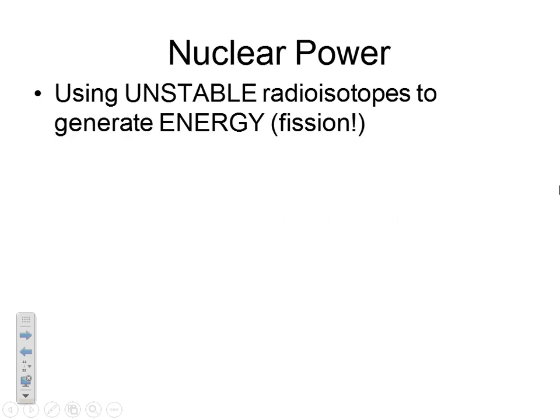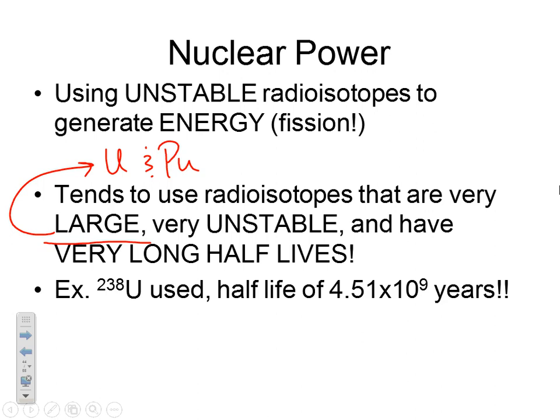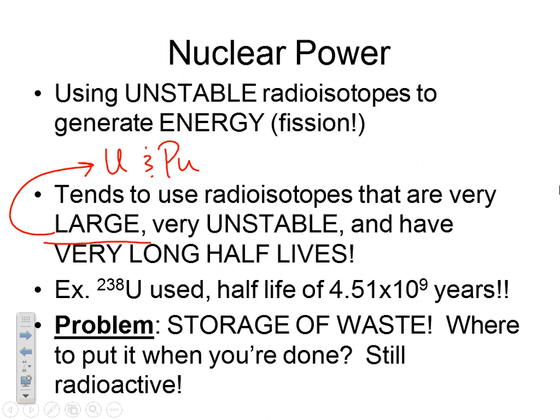And then the last use of radioactivity that we're going to be discussing is nuclear power, and this uses unstable radioisotopes to generate energy. So this is fission, basically. These are using our very large, very unstable radioisotopes that have incredibly long half-lives. Now remember, our large radioisotopes, these are uranium and plutonium. So this is basically about energy generation. The big problem with this use of radioactivity is that their half-lives are so long. What do you do with this when you're done using it?